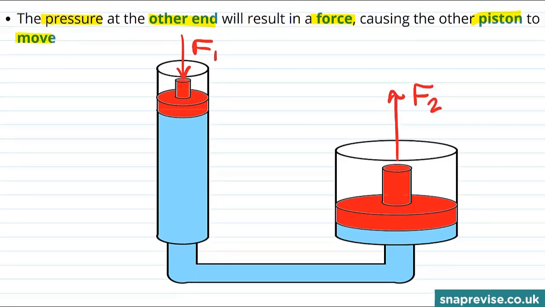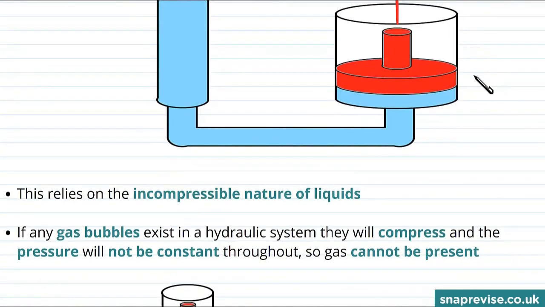Now what we would love is if this second force F2 that the machine exerts was more than the force that we put in. Then this would be a very useful machine, for example, producing a greater force than a human can on their own. So this relies on the incompressible nature of liquids.